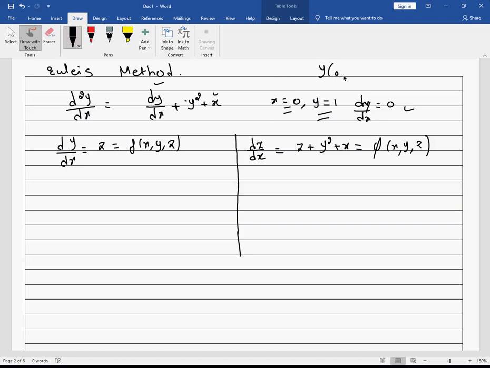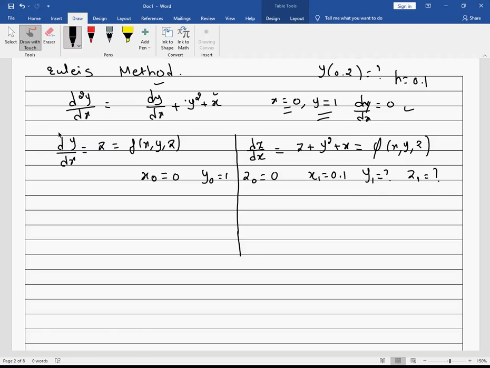What we want is y of 0.2 by taking h equal to 0.1. So this is what I need to find. Let's try to do it. Now here I can write my x0 is 0, y0 is 1, and my z0 is also 0. What I want to find out is, at x1 equal to 0.1, what is the value of y1 and what is the value of z1. So this is my requirement.